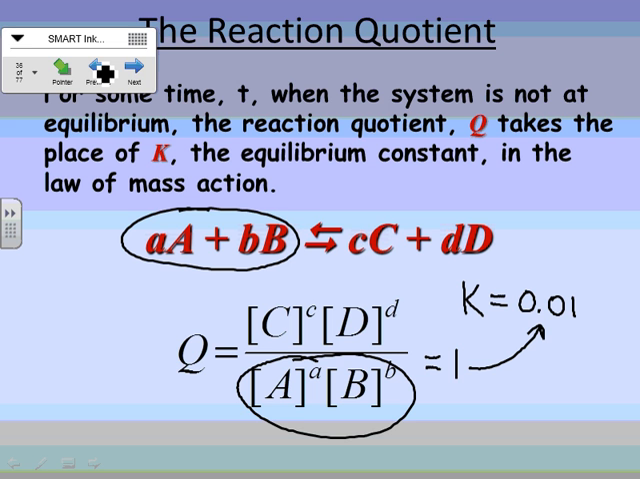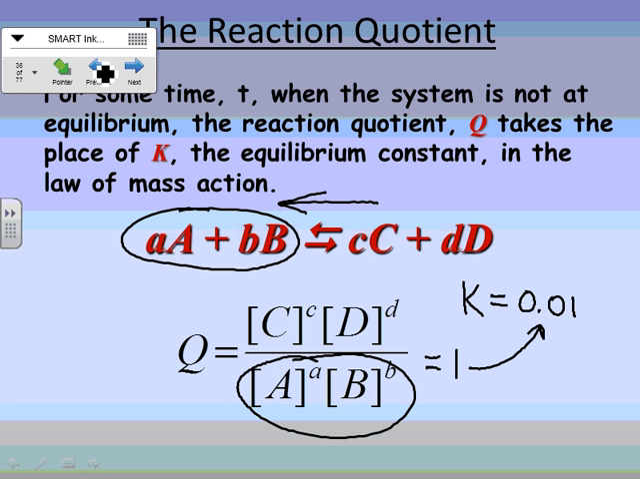All right. So if our Q is greater than our K, then the reaction is going to go this way, towards the reactants, okay? It has to get smaller. And in order for it to get smaller, we need more of the reactants, less of the products, okay?